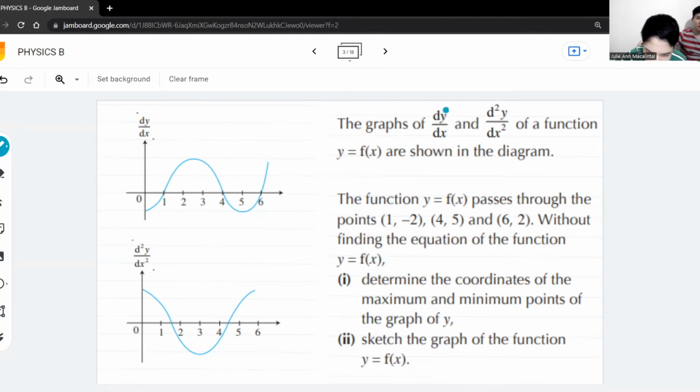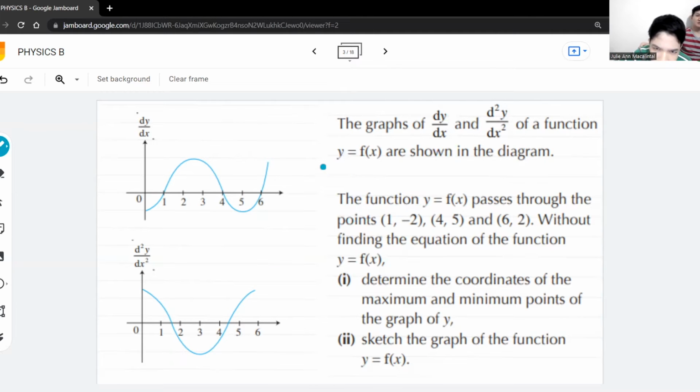First, determine the coordinates of the maximum and minimum points of the graph of y. Second, sketch the graph of the function y = f(x). What does this problem mean? You will solve it by observation.